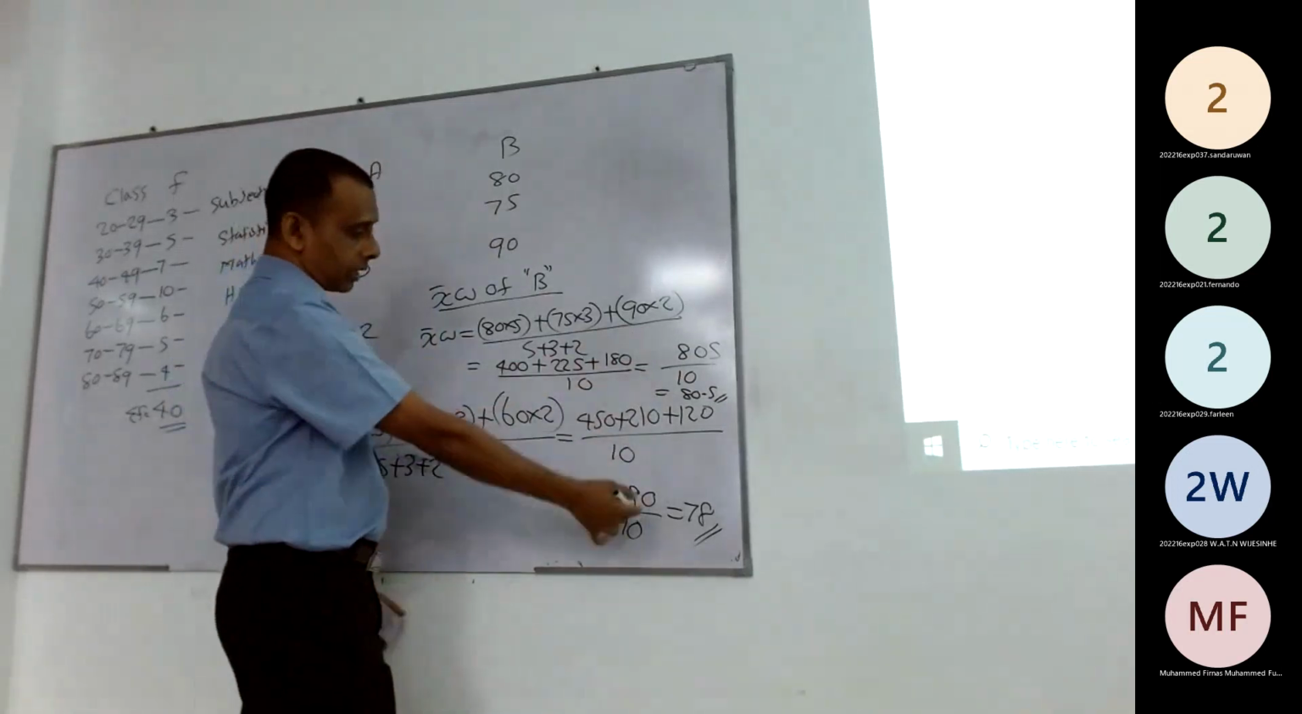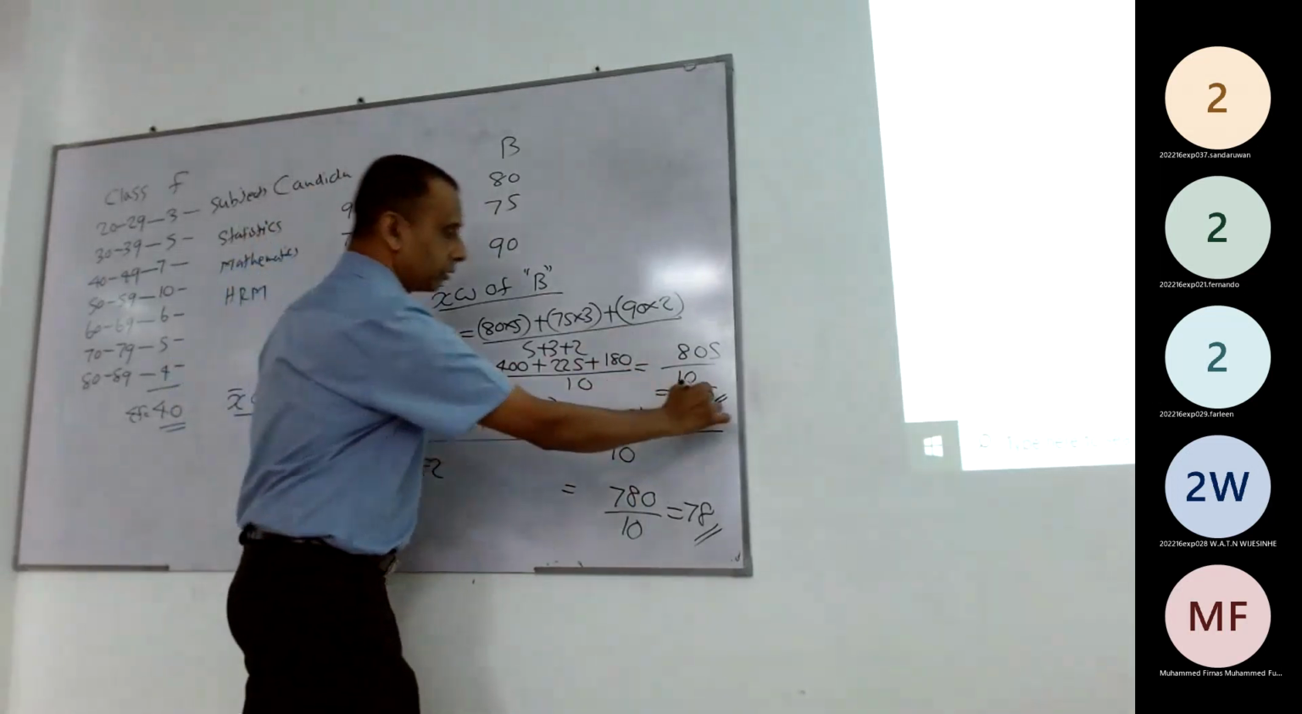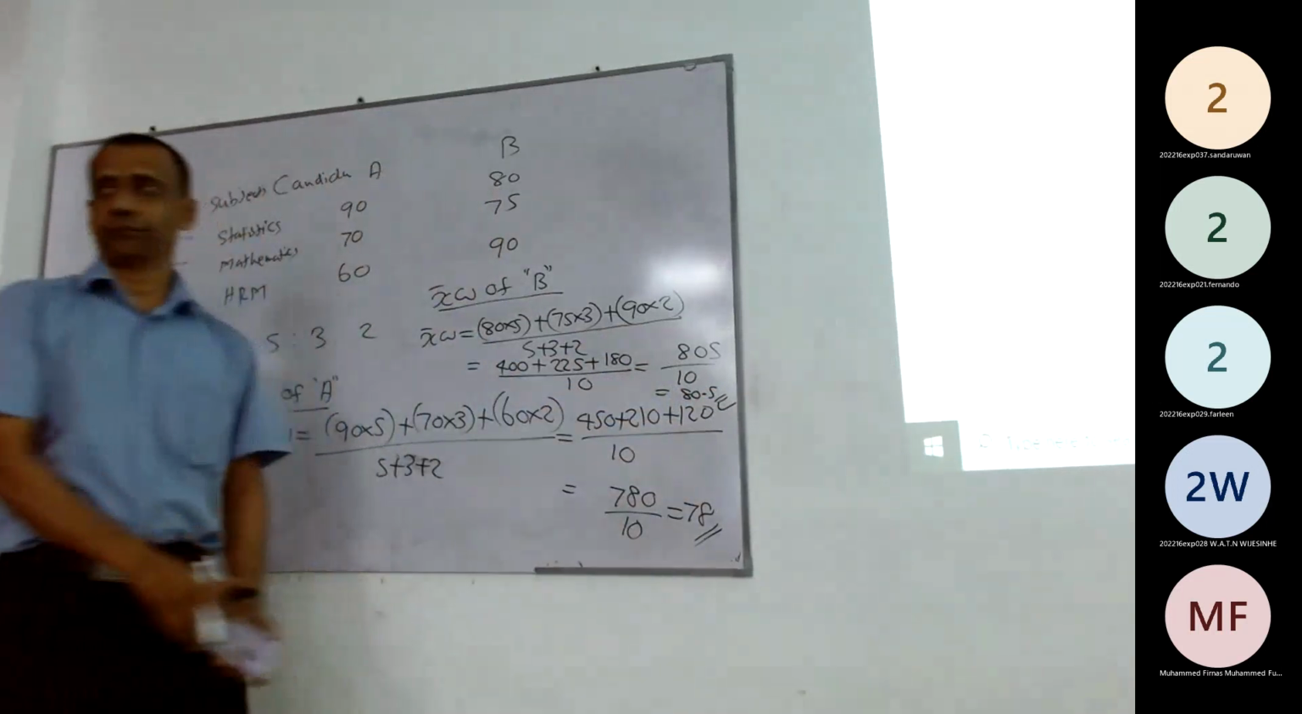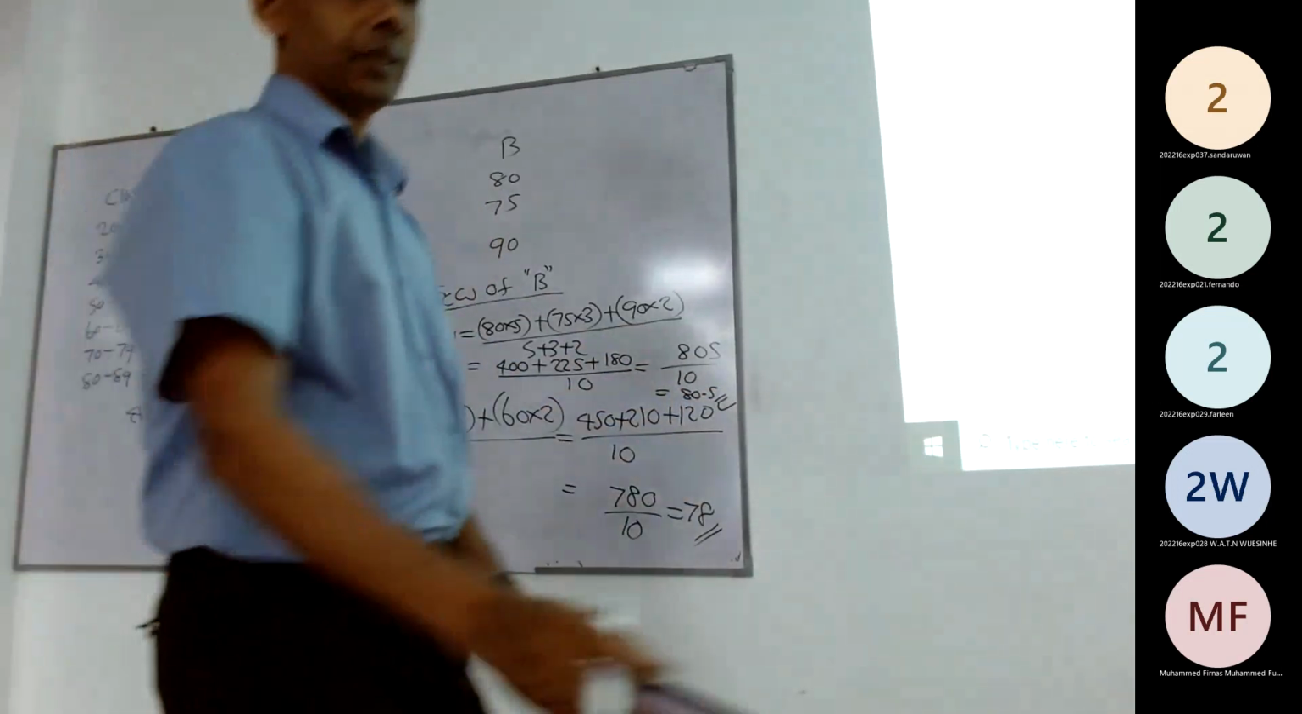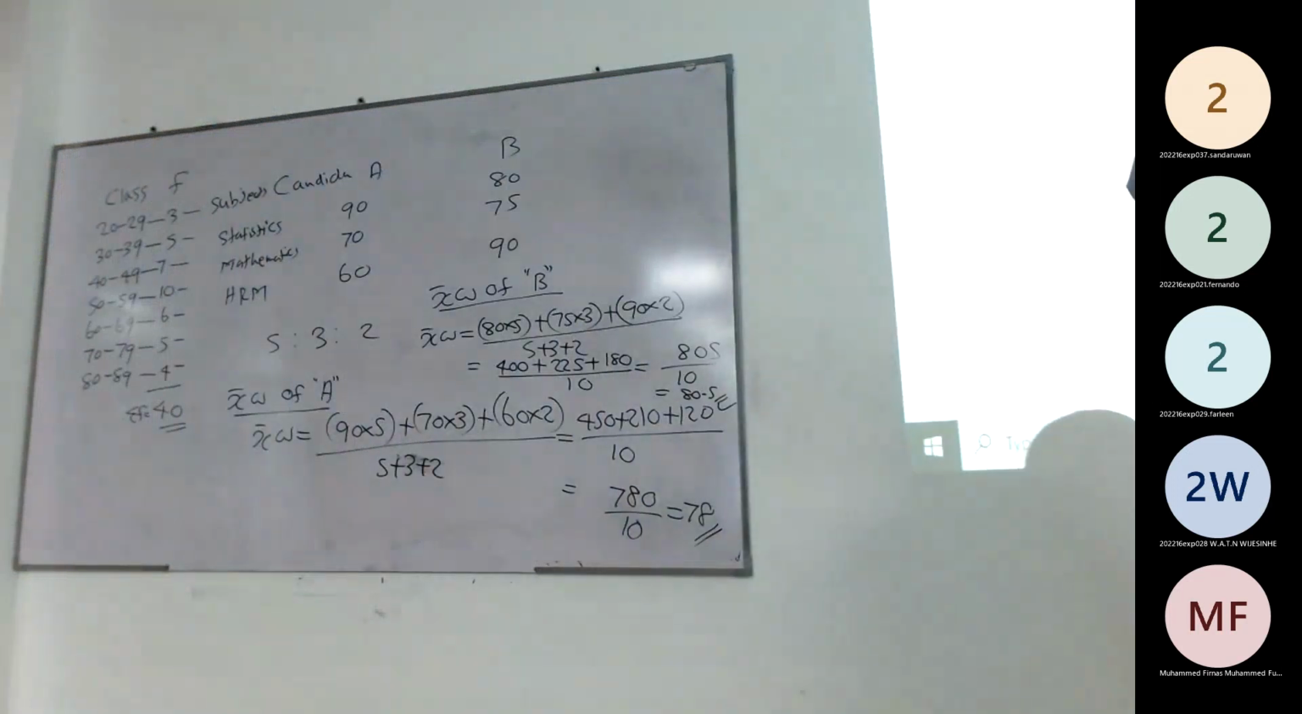Then you can decide: 80.5 versus 78, so choose B. That's the decision. You can say recruit B, the appropriate person is B. Using the weighted mean you decide, based on the importance.